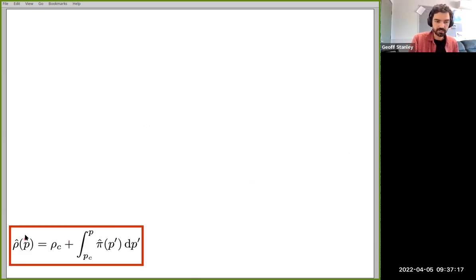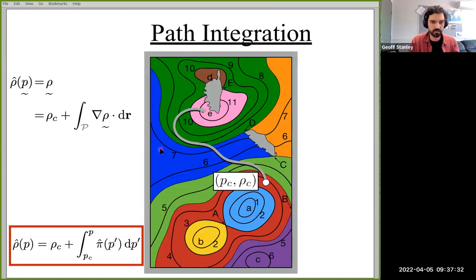Okay, but let's come back to this equation here. So I said rho hat is an integral of pi hat, but I've written it just in terms of a simple integral of pressure. And you're probably wondering, but you said pi hat and rho hat are multi-valued as well. So how does that come in? It comes in by a path integration.